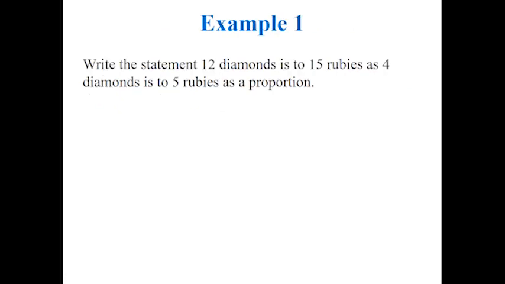So let's write this statement as a proportion. 12 diamonds is to 15 rubies, as 4 diamonds is to 5 rubies.